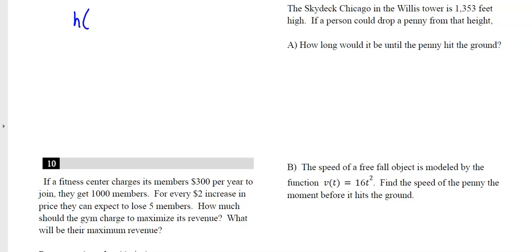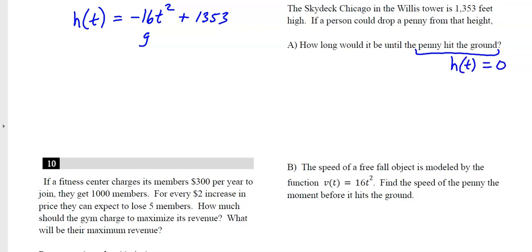So our height, and I don't know if you hear that wind outside, but right now there's like 60-mile-an-hour winds. It's looking pretty crazy. So the height, we're talking about Earth in feet, so we're going to go negative 16t squared. That's my gravity, my g part of this equation. There is no initial velocity. I'm just dropping it. But we are starting from a height of 1,353. So we have to figure out when it's going to hit the ground, aka when h of t equals 0.